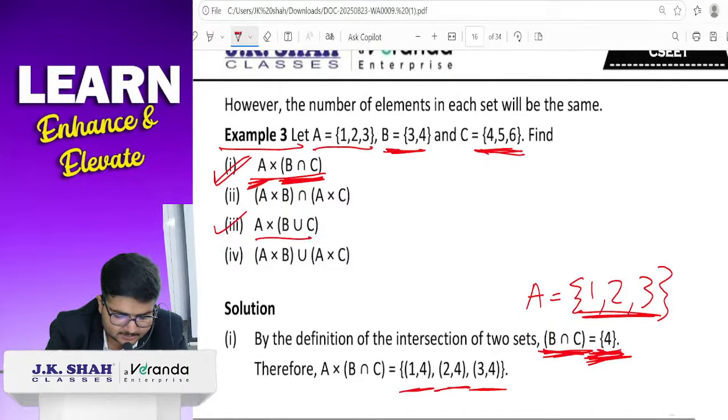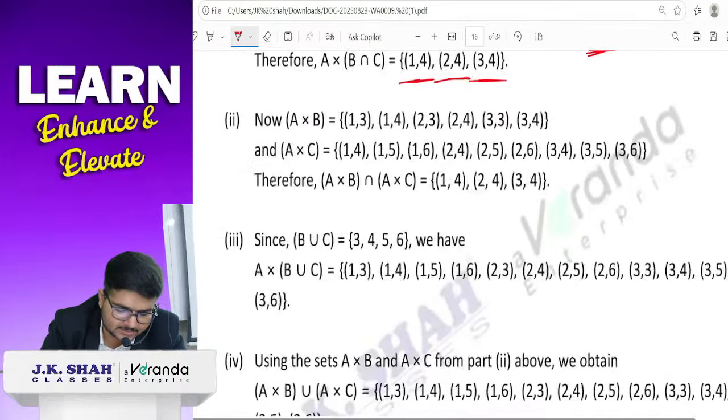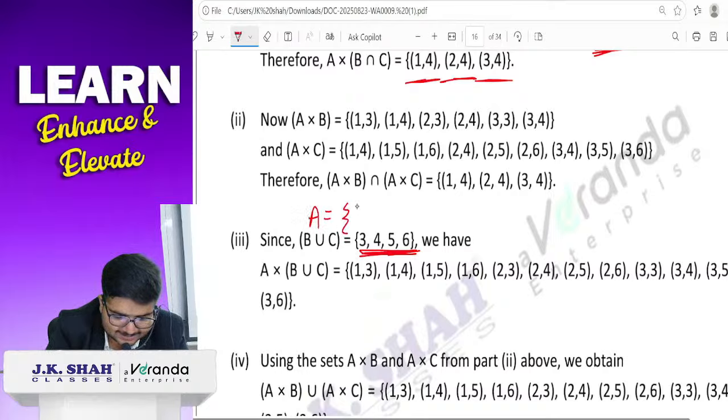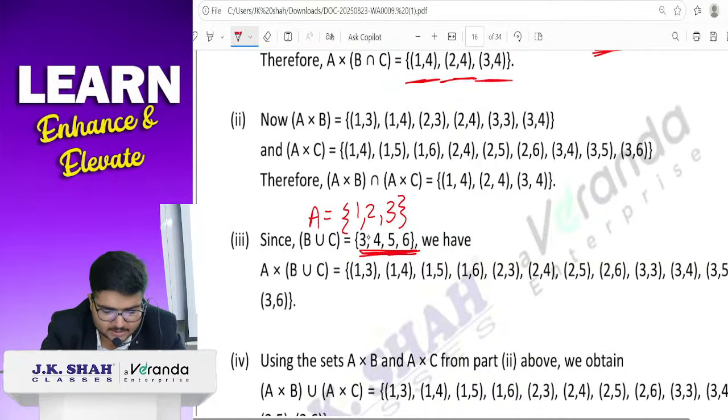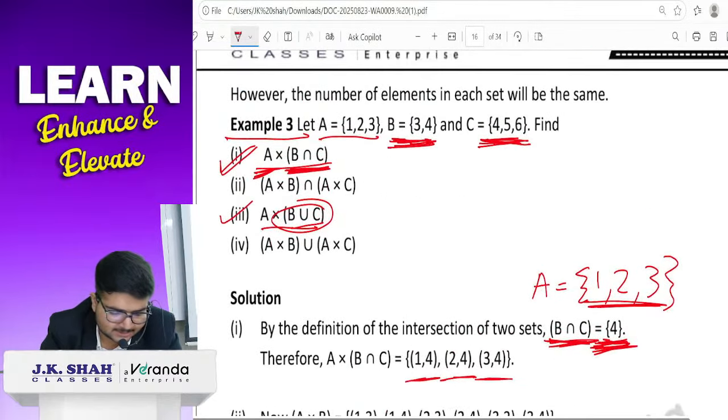This is completed. I will do this one: A into B union C. So you have to first find B union C. B union C means elements of B and C come together and form a big set. So B union C will be 3, 4, 5, 6. What was the answer? 3, 4, 5, 6. Then you take the set A and find the product of the numbers: (1,3), (1,4), (1,5), (1,6). In such form you can find the product of those numbers, right?